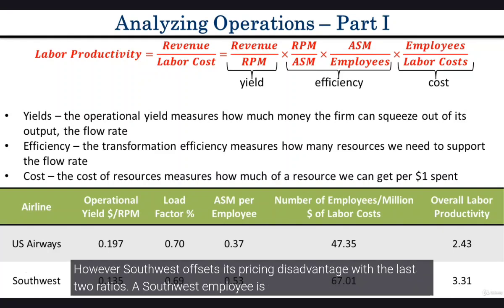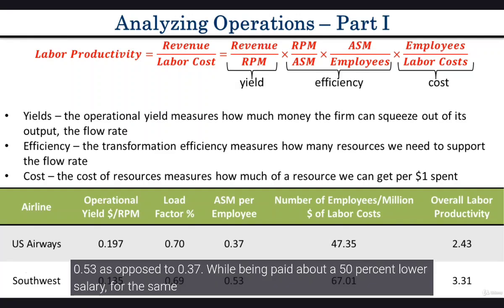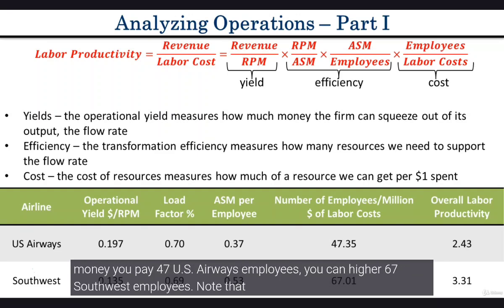However, Southwest offsets its pricing disadvantage with the last two ratios. A Southwest employee is able to support 50% more ASMs compared to a US Airways employee, 0.53 as opposed to 0.37, while being paid about a 50% lower salary. For the same money you pay 47 US Airways employees, you can hire 67 Southwest employees.